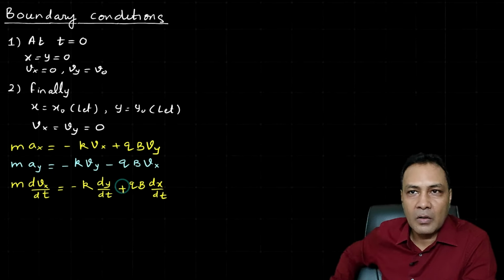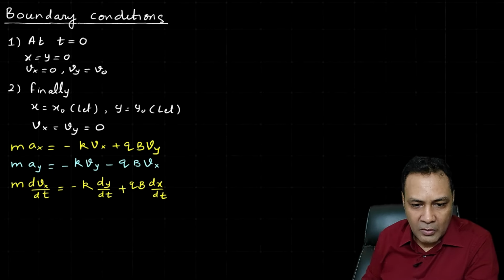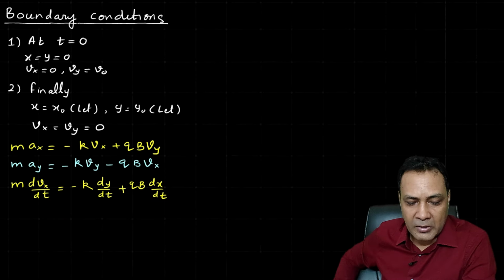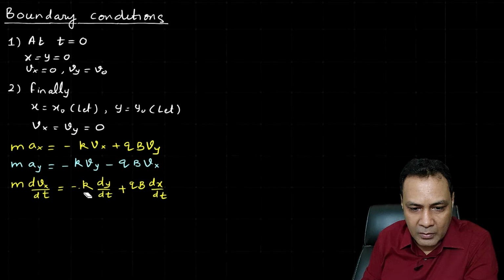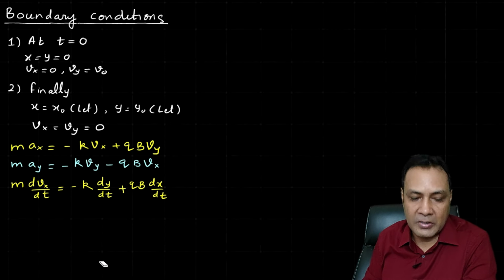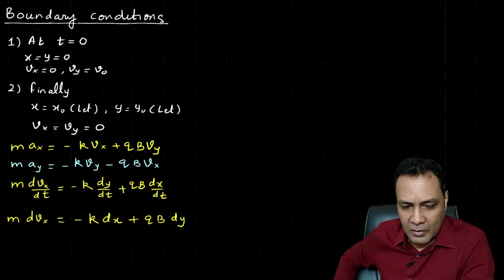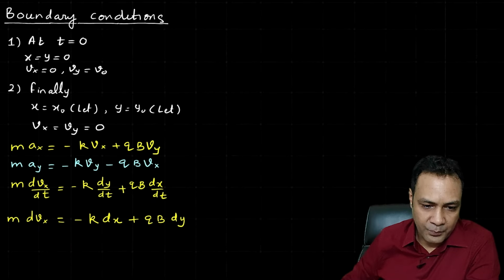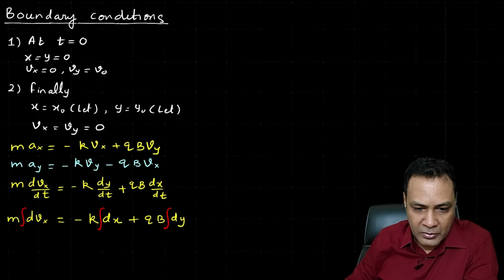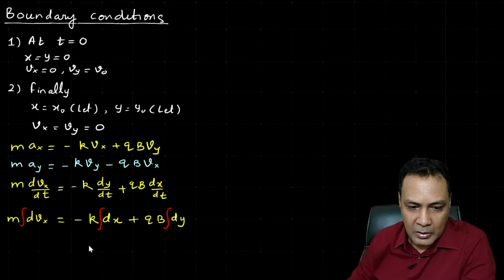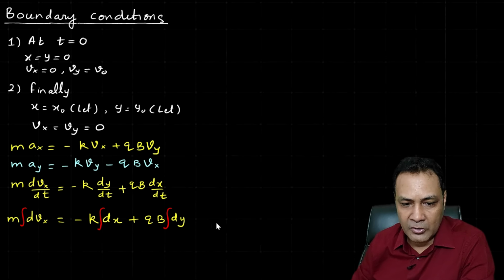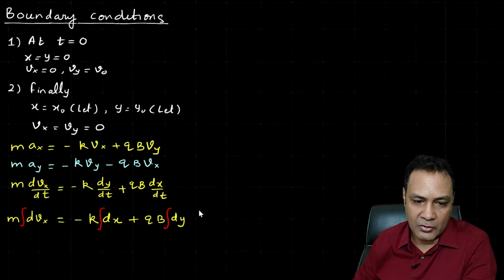plus qB dx by dt. So you just multiply both sides by dt, so we will get mVx is equal to minus k dx plus qB dy, like this. And now integrate this equation on both sides, and put the limits using the boundary conditions. At the lower limit the initial boundary condition, at the upper limit the final boundary condition.